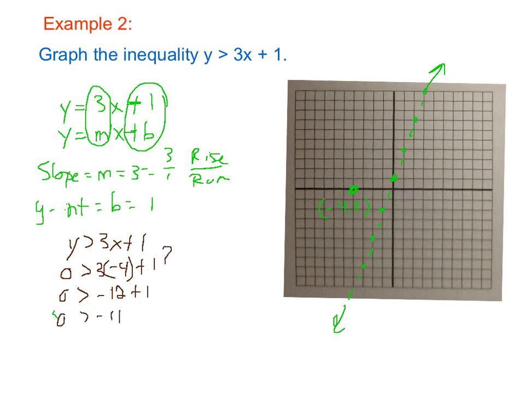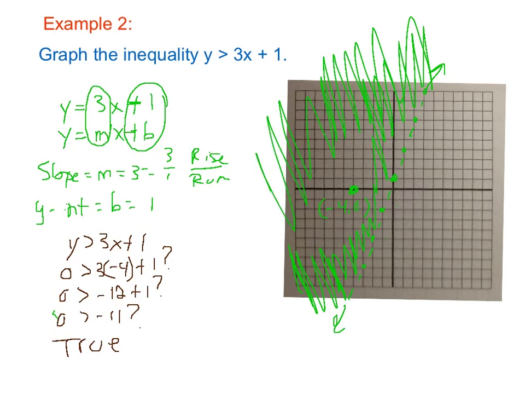So these are all question marks. Is this true? Is 0 greater than -11? Yes, this is true. And what that means is we have a solution. Since we have a solution, we want to shade the side of the boundary line that includes that point, because that point is a solution. So it looks something like this. This means everything that falls in this shaded area is going to satisfy the inequality.